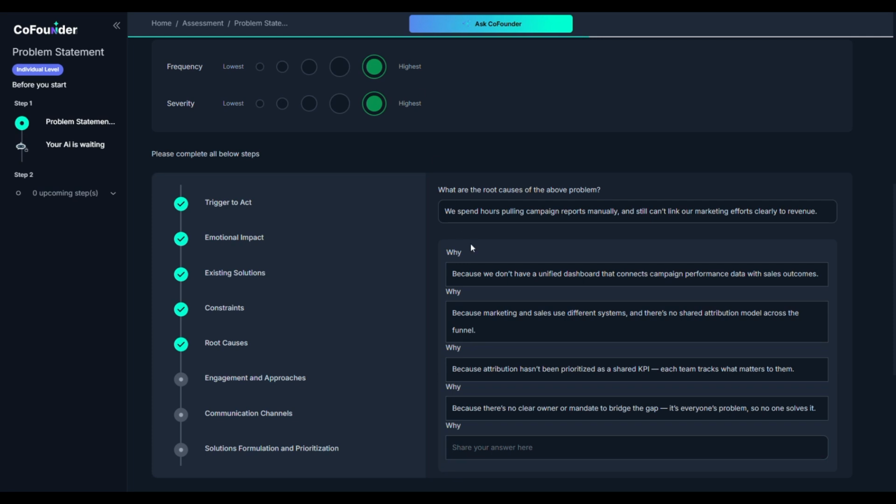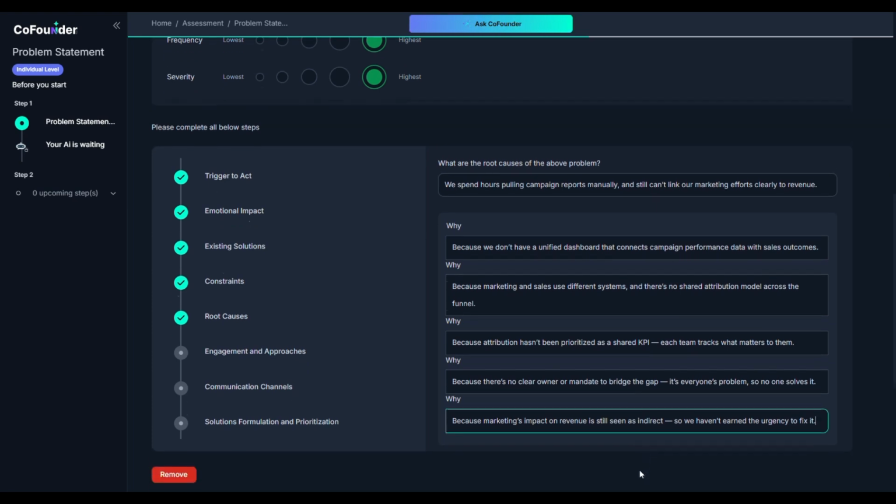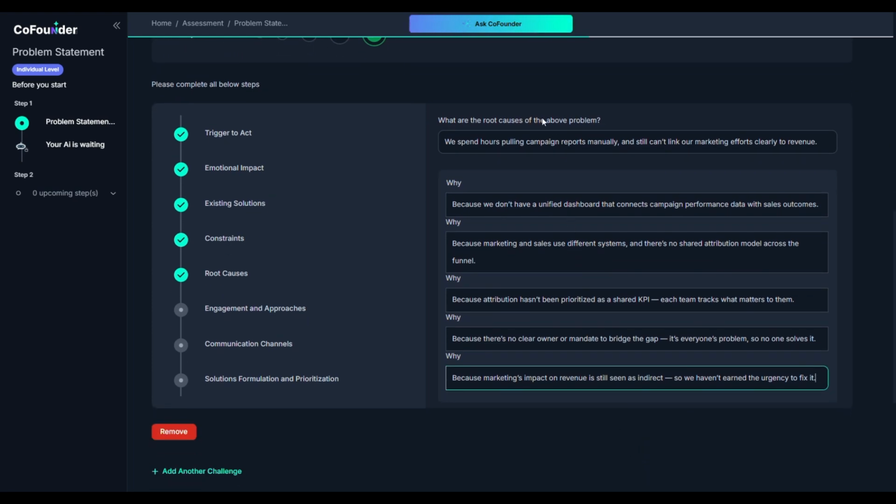It's everyone's problem, so no one solves it. Why? Because marketing's impact on revenue is still seen as indirect, so we haven't earned the urgency to fix it. The power of this step isn't in the answers, it's in the clarity it gives. If you can't solve the root, you'll keep putting out the same fires.